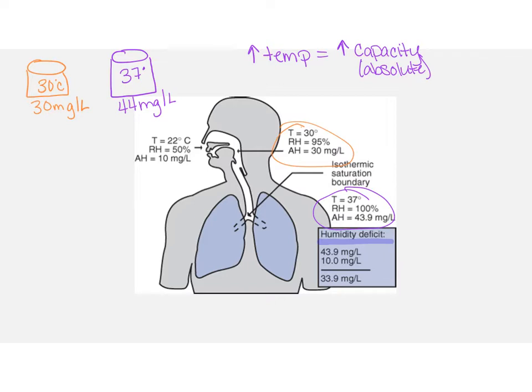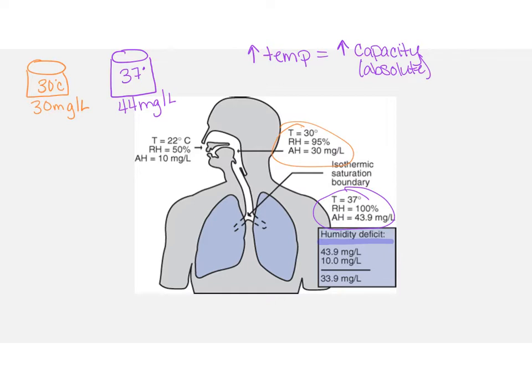Now, if an airway is bypassed, so we're talking about endotracheal tubes and tracheostomies, this one's a little easier. The air doesn't have a chance to come in contact with any of the mucosa in the nasal passages because we are completely bypassing the upper airway. We are taking away the opportunity for the air to be naturally heated and humidified.